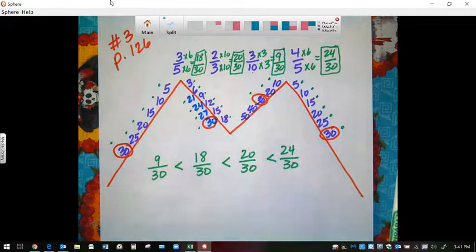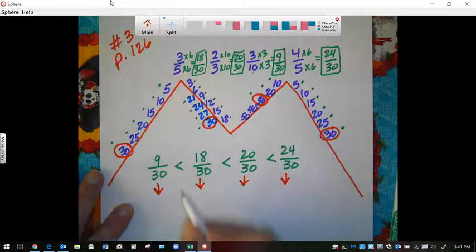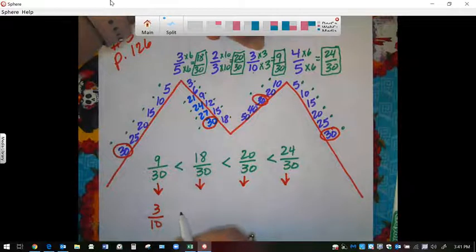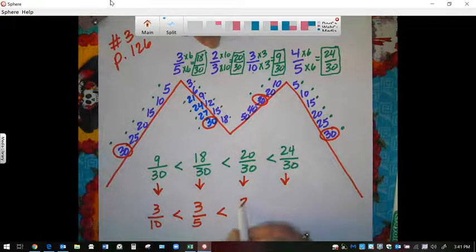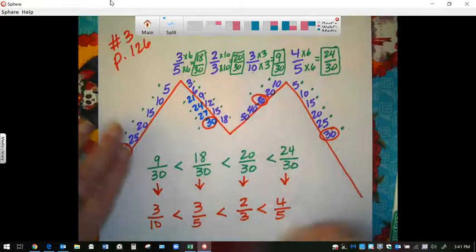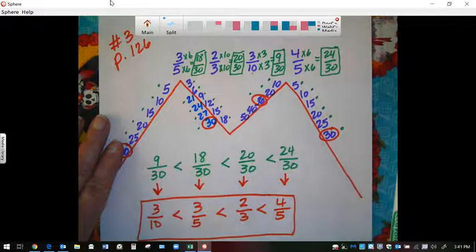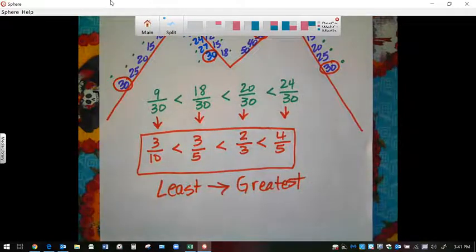Now I'm going to switch them back to the originals. And 9/30 was 3/10. 18/30 was 3/5. So that one's less than, the symbol stays the same. Less than 20/30 was 2/3. And 24/30 was 4/5. So this would be your answer for least to greatest. That would be your answer from least to greatest.